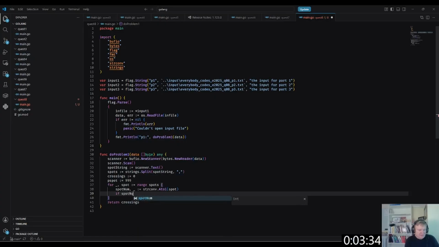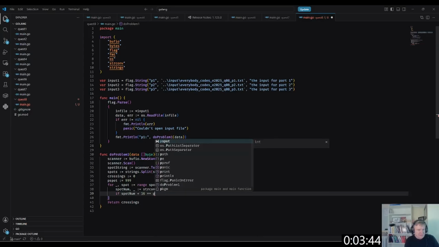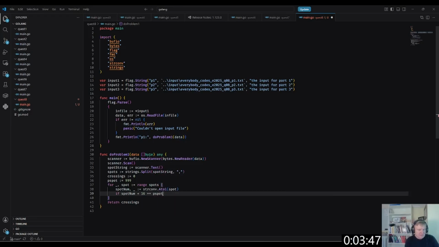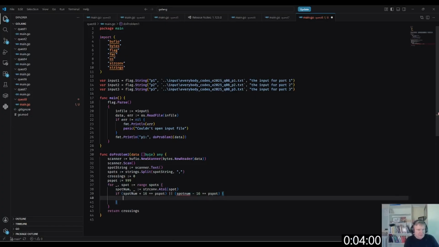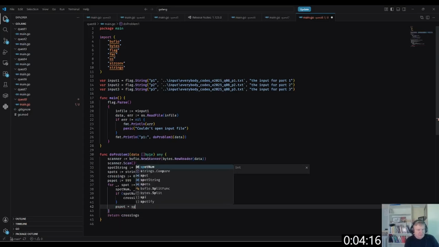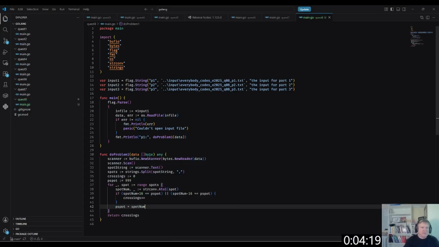If bottom plus 16 equals p spot, or spot num minus 16 equals p spot, crossings plus plus. p spot equals spot num. Okay.